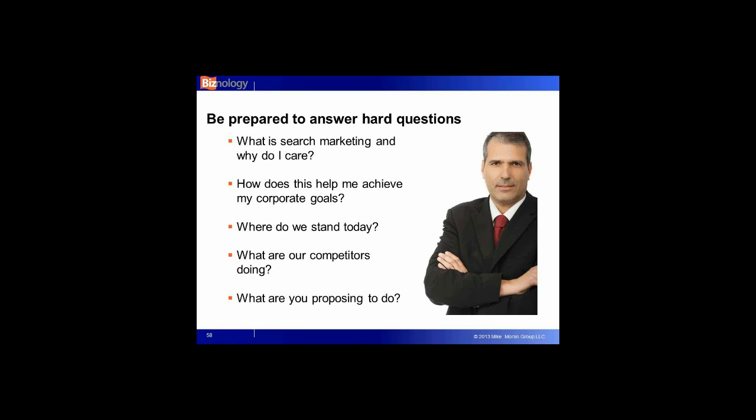You're also going to want to know why this helps achieve the corporate goals. So you need to be familiar with what the goals are this year. What are this year's goals? And you should be able to talk to them. And he's going to want to know where you stand against the competitors, where you stand in your search rankings. He's going to want to know what your plan is, what you're proposing to do.